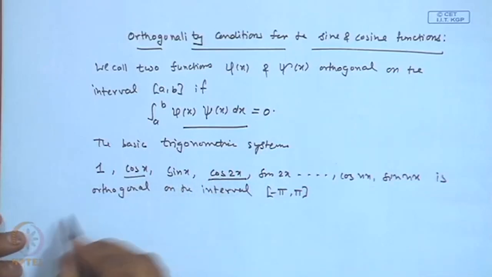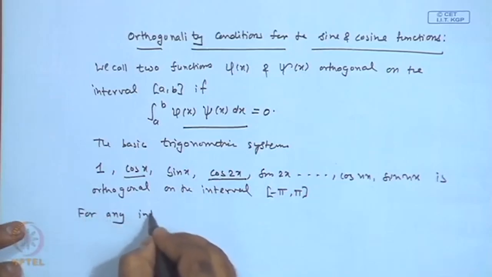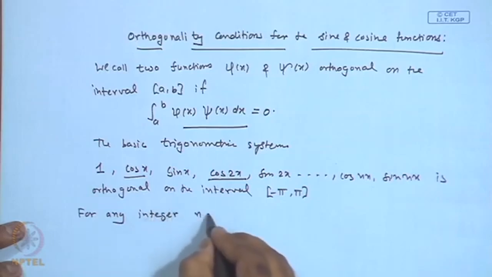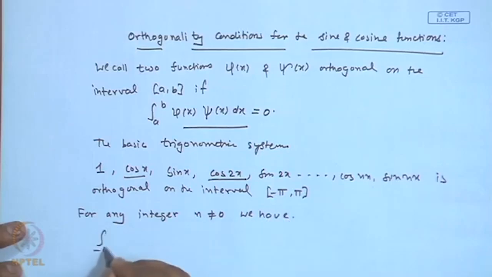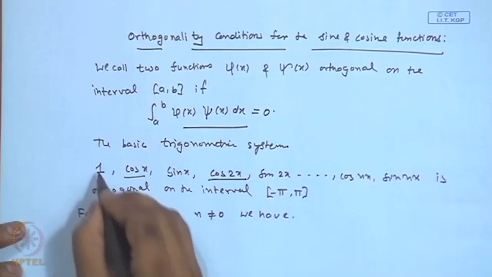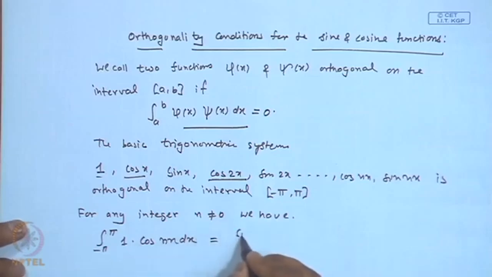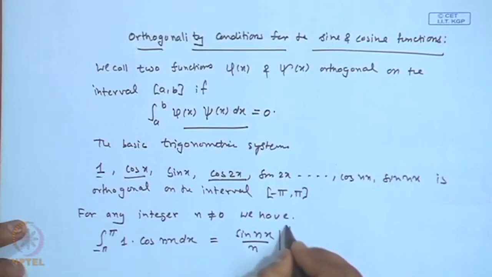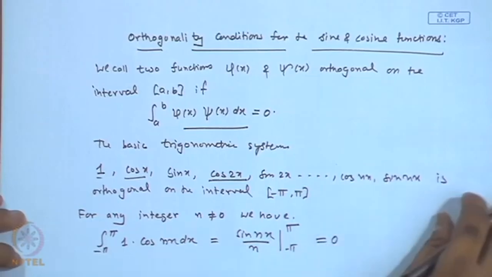So, let us go through the proof quickly. For any integer n not equal to 0, what we have is the integral from minus pi to pi of 1 times cos nx dx. What will be the integral? This is sin nx over n, evaluated from minus pi to pi, and sin n pi is 0, sin minus n pi is 0. So, we get here equal to 0.